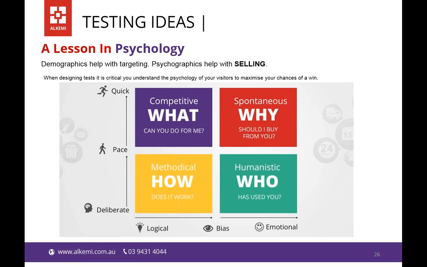I tend to liken them to sort of the personality version of a magpie, easily distracted by bright and shiny objects. Then we move into our slower moving personality types. Methodicals, these are people who are very detail oriented, want to know everything, and humanistics, who are very people focused, and they are more interested in finding out what others have thought of your experience.